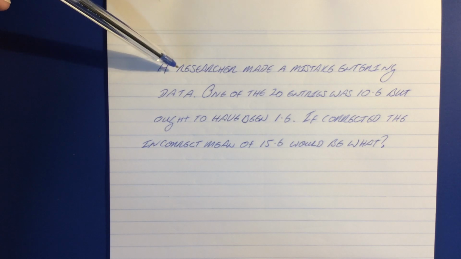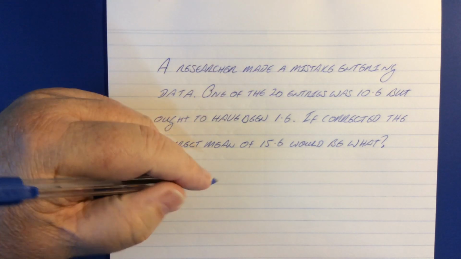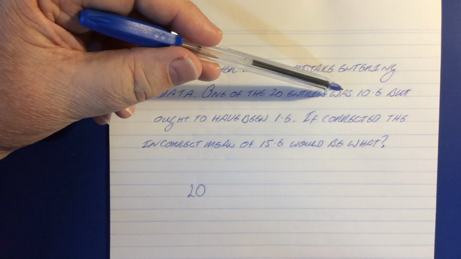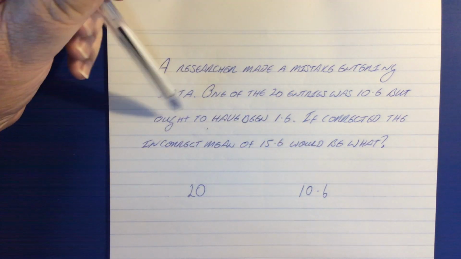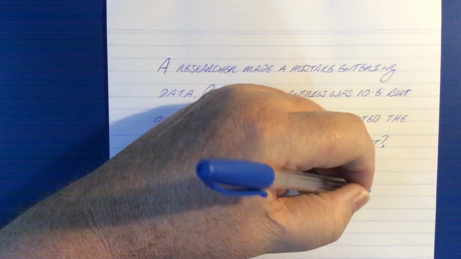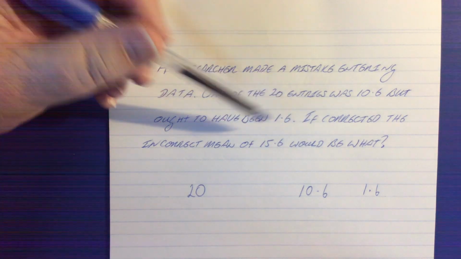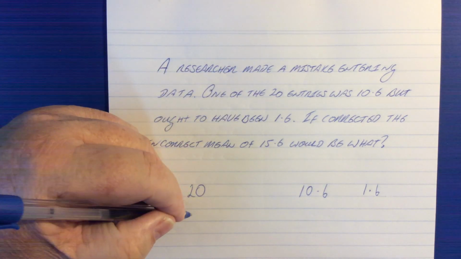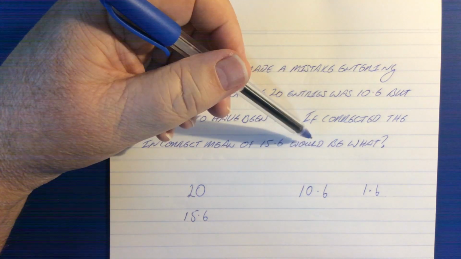The story goes that a researcher made a mistake entering data. One of the 20 entries, so there are 20 entries, I make a note of that, was 10.6. So she put in 10.6, but it ought to have been 1.6. So what I'm doing as I work my way through this is I'm just recording what I consider to be relevant information. If corrected, the incorrect mean, presumably of this data, which was 15.6, would be what?